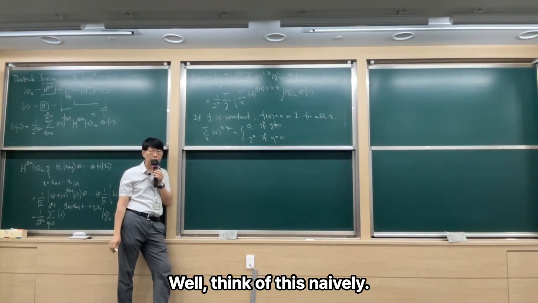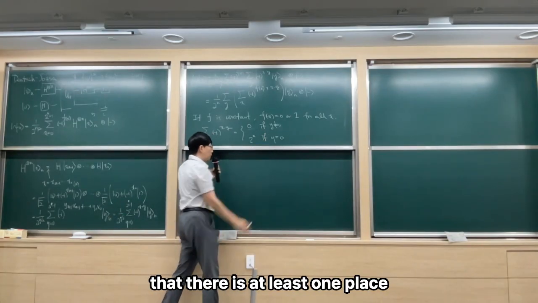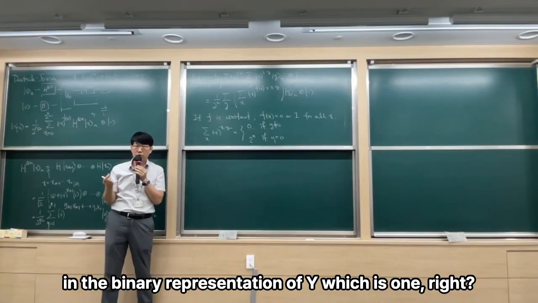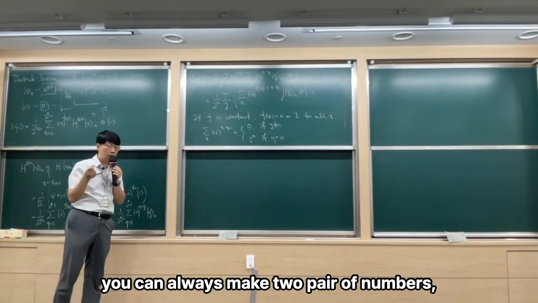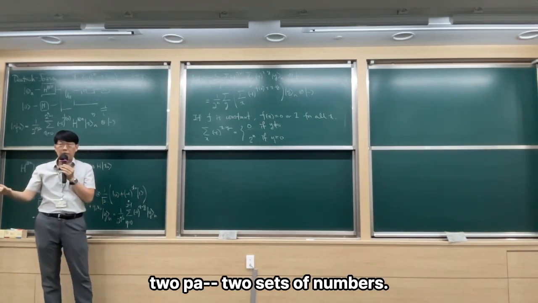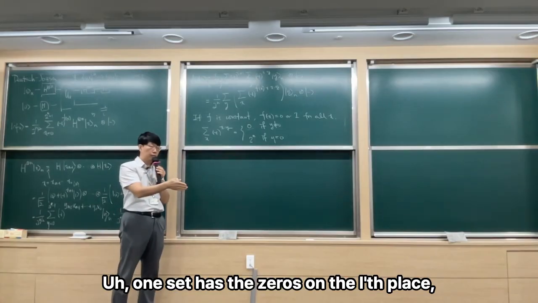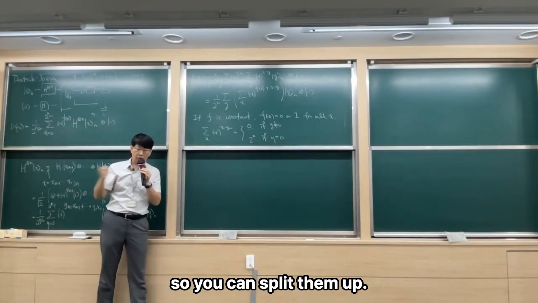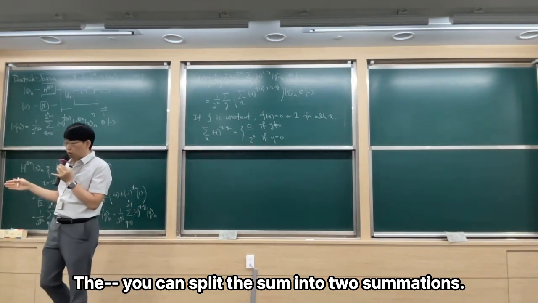Well, think of this naively. If y is not equal to 0, it means that there is at least one place in the binary representation of y which is 1, right? So when there is a 1, you can always make two sets of numbers. One set has 0 at the ith place, and the other set has 1 at the ith place. So you can split the sum into two summations.